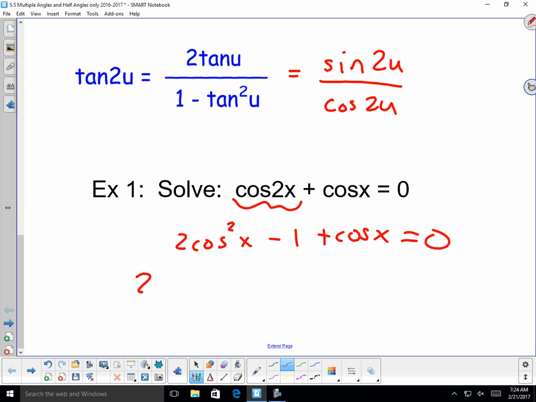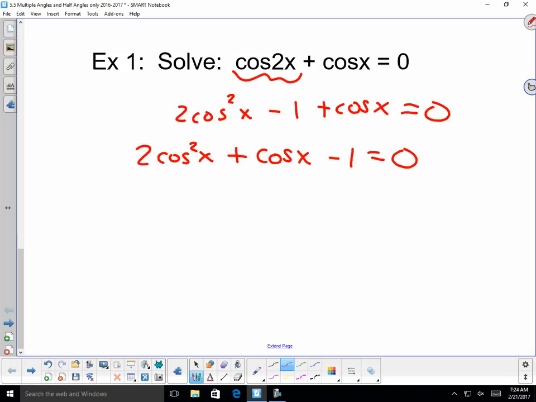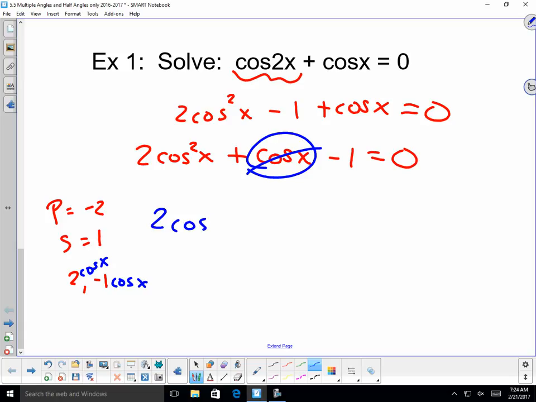So we're using the 2 cosine squared x minus 1. In this case, let's rearrange things so we put it in order and then factor. So I've got 2 cosine squared x plus cosine x minus 1 equals 0. And then if I do product sum, the product is negative 2, the sum is 1, so I'm going to use 2 and a negative 1. So this term comes out, and I'm going to replace it with a 2 cosine x and a minus 1 cosine x.